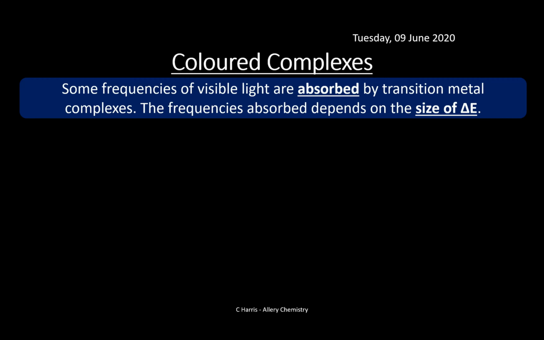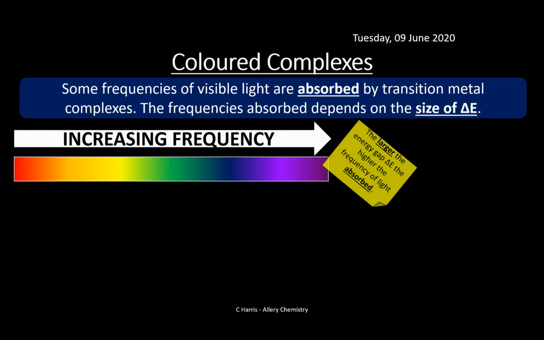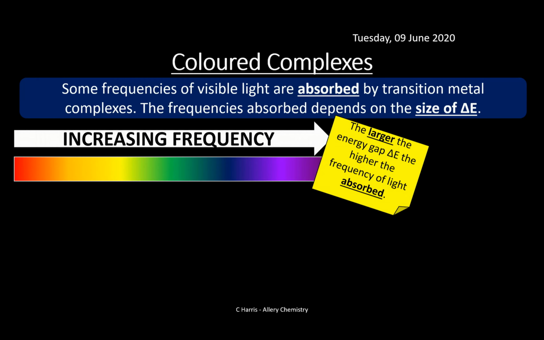But what happens is some of the frequencies of visible light are absorbed by the transition metal complexes, and the frequencies absorbed depend on the size of delta E. And remember, we know what affects delta E because we looked at that before. Okay, so we know there's 3 things that affect that. So basically, the larger the energy gap, or delta E, the higher the frequency of light that is absorbed.